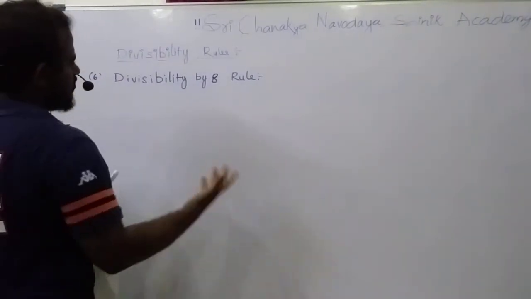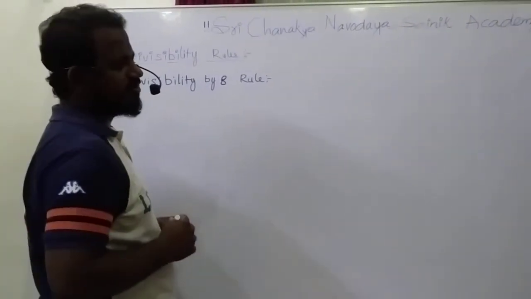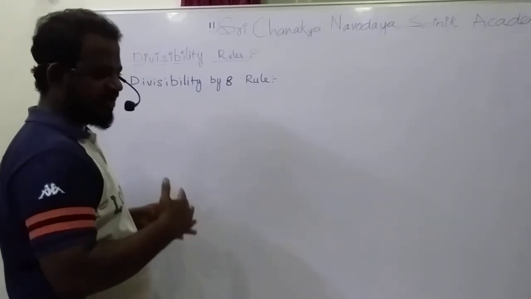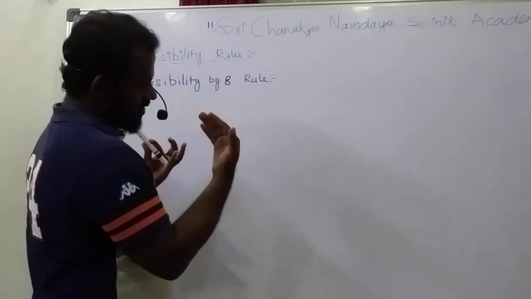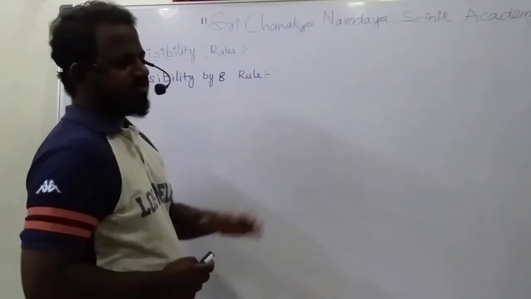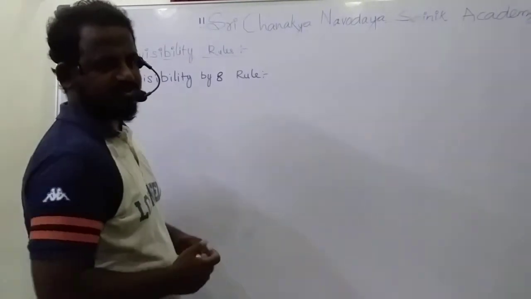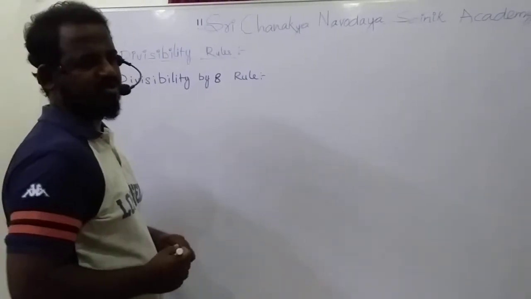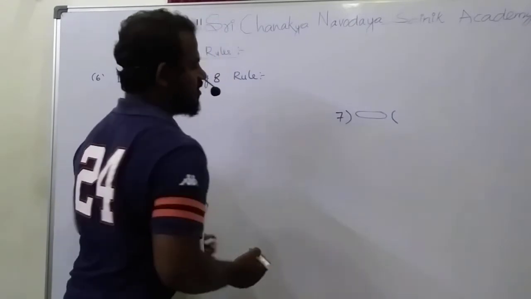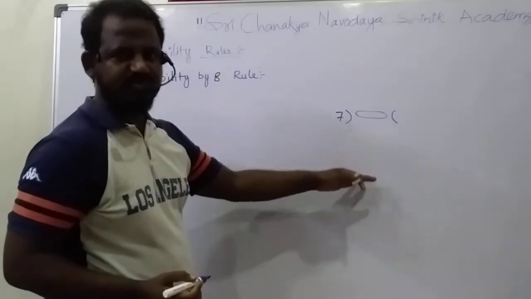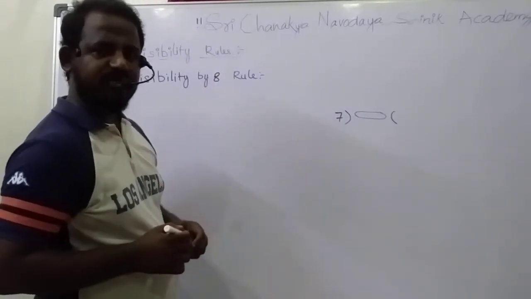So sir, what about the divisibility by 7 rule? The divisibility by 7 rule itself, the criteria itself is very complex and lengthy. So in case of divisibility by 7, it's better to follow the normal process. To check if the given number is divisible by 7 or not, we will take the given number and continue the normal process.